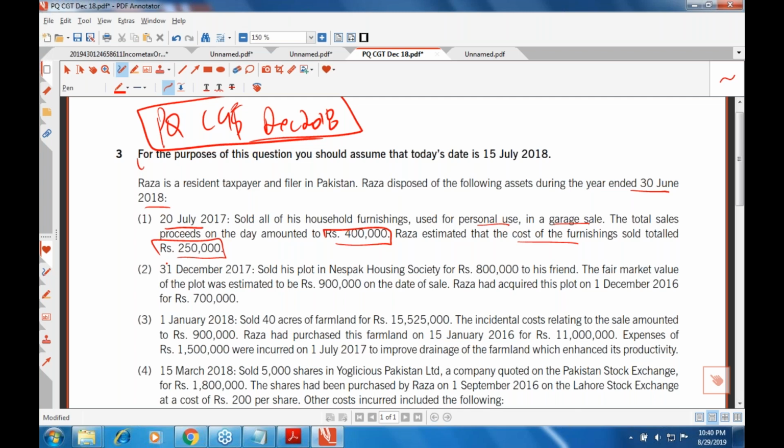Now let's try to understand this concept. The household furnishing is not a capital asset. So basically this gain of 400,000 minus 250,000, which is 150,000, is not going to be capital gain. You would say why? Because the household furnishing is not a capital asset. The reason behind that is that capital assets do not include movable property. The only movable property that is included is mentioned in section 38 subsection 5, and that includes painting, jewelry, etc.